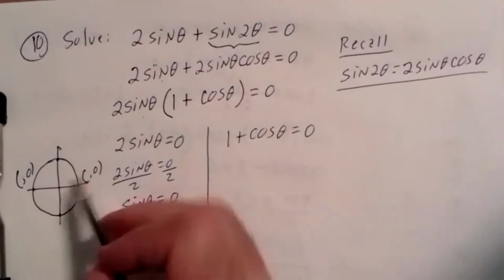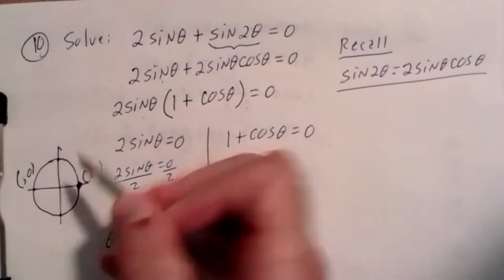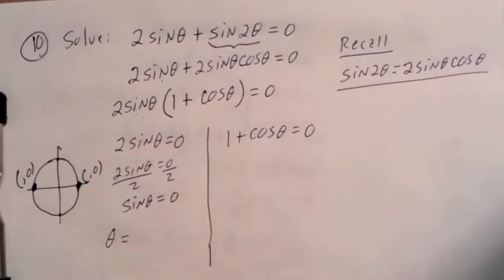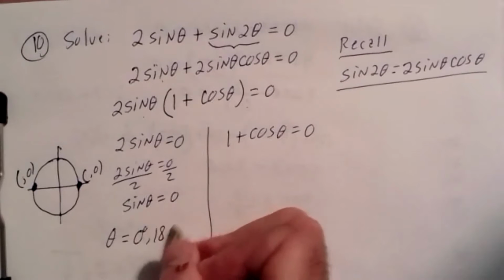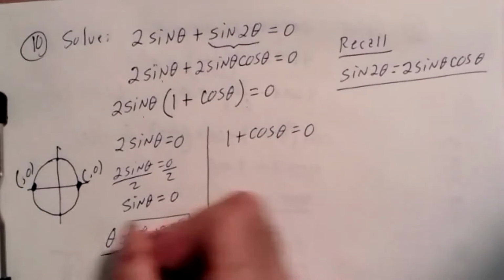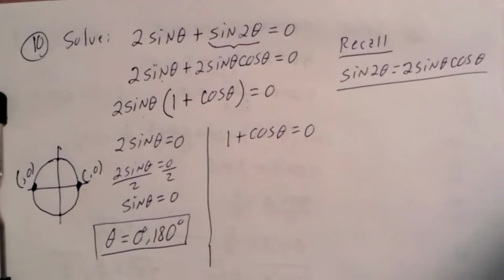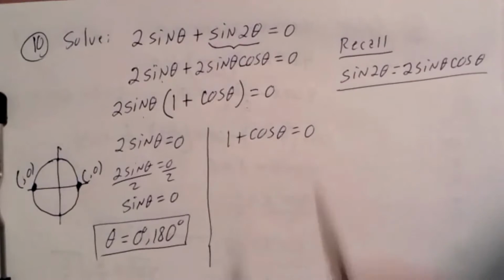The y coordinate is 0, and that occurs at what quadrantal angle? 0 degrees and 180 degrees. There's two solutions to our trig equation, 0 and 180. That one's been solved. Now we've got to solve this one.